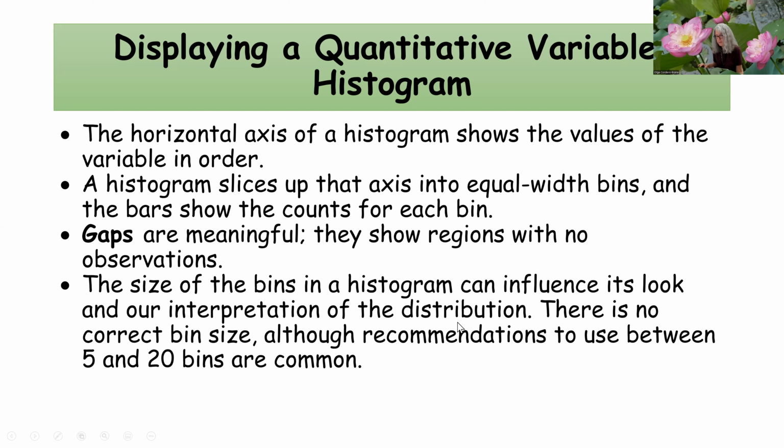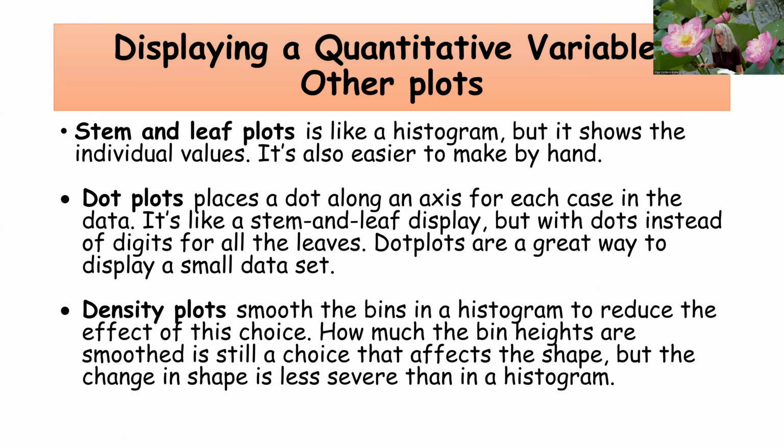The size of the bin in a histogram can influence its look. That's why we have to be very careful in our interpretation of the distribution, how the data values are distributed. There is no correct bin size, although a recommendation is to use from 5 to 20. There are stem and leaf plots. You will see them in our textbook. For small data sets, they were popular before you were born.